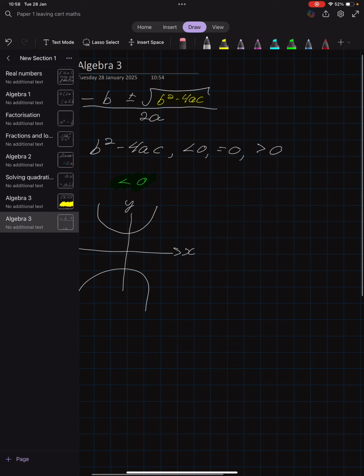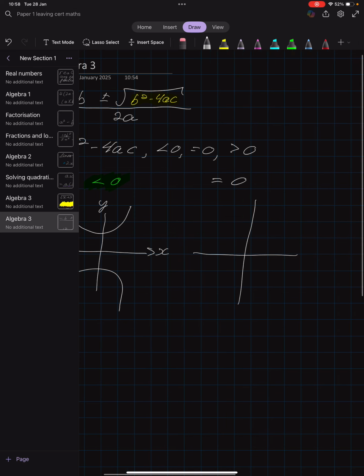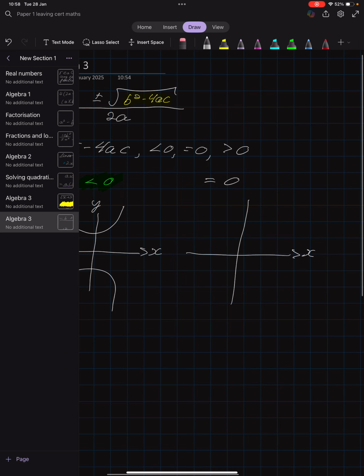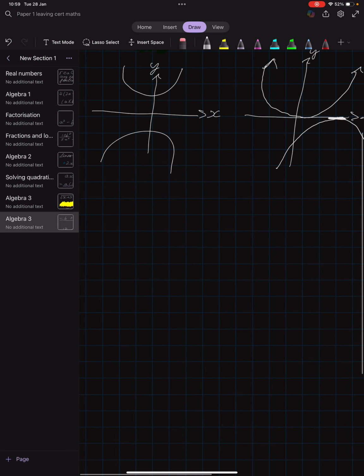Now, if it's equal to 0, where that's x and that's y again, it'll come down and just touch the axis and go away. It could also happen like this. So it just touches the axis and then goes away. I didn't really do that great, but you know.